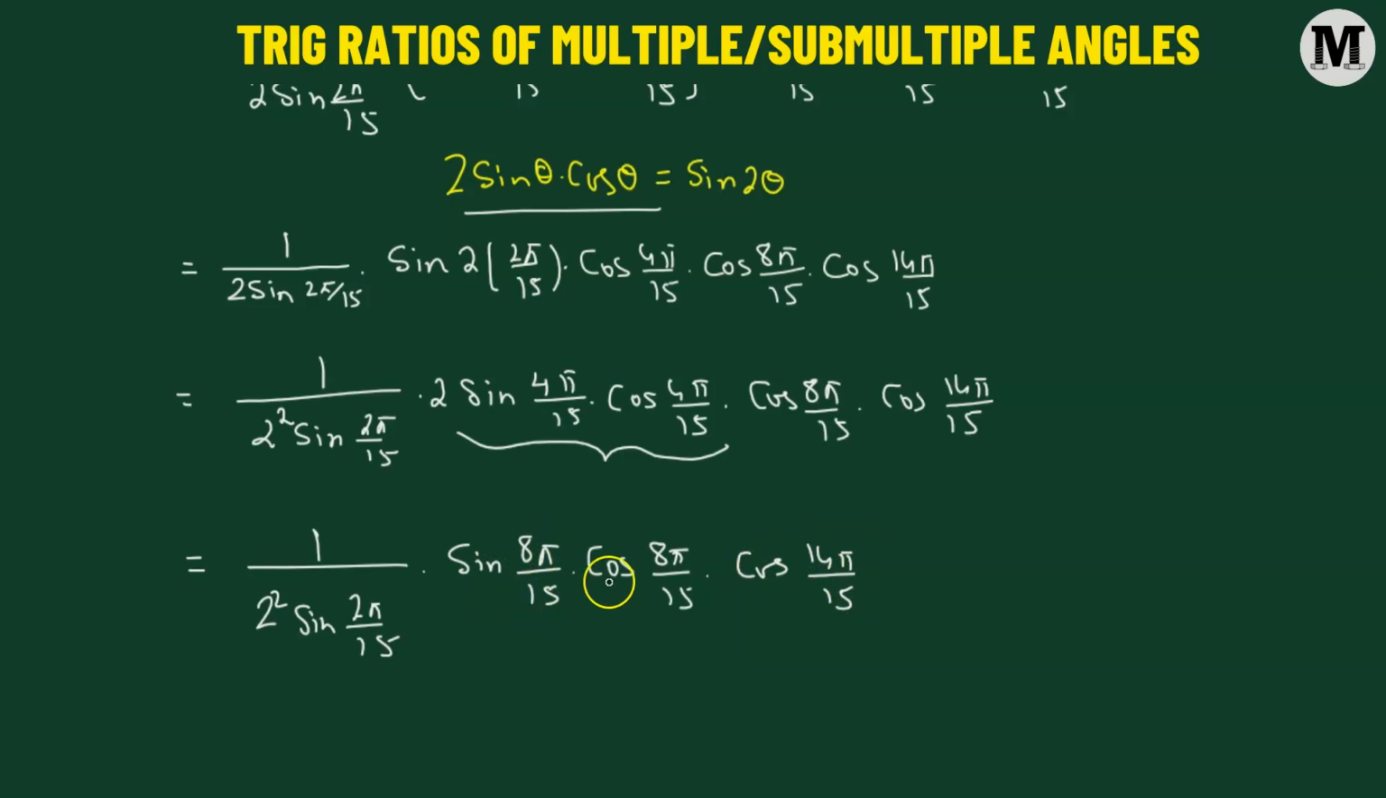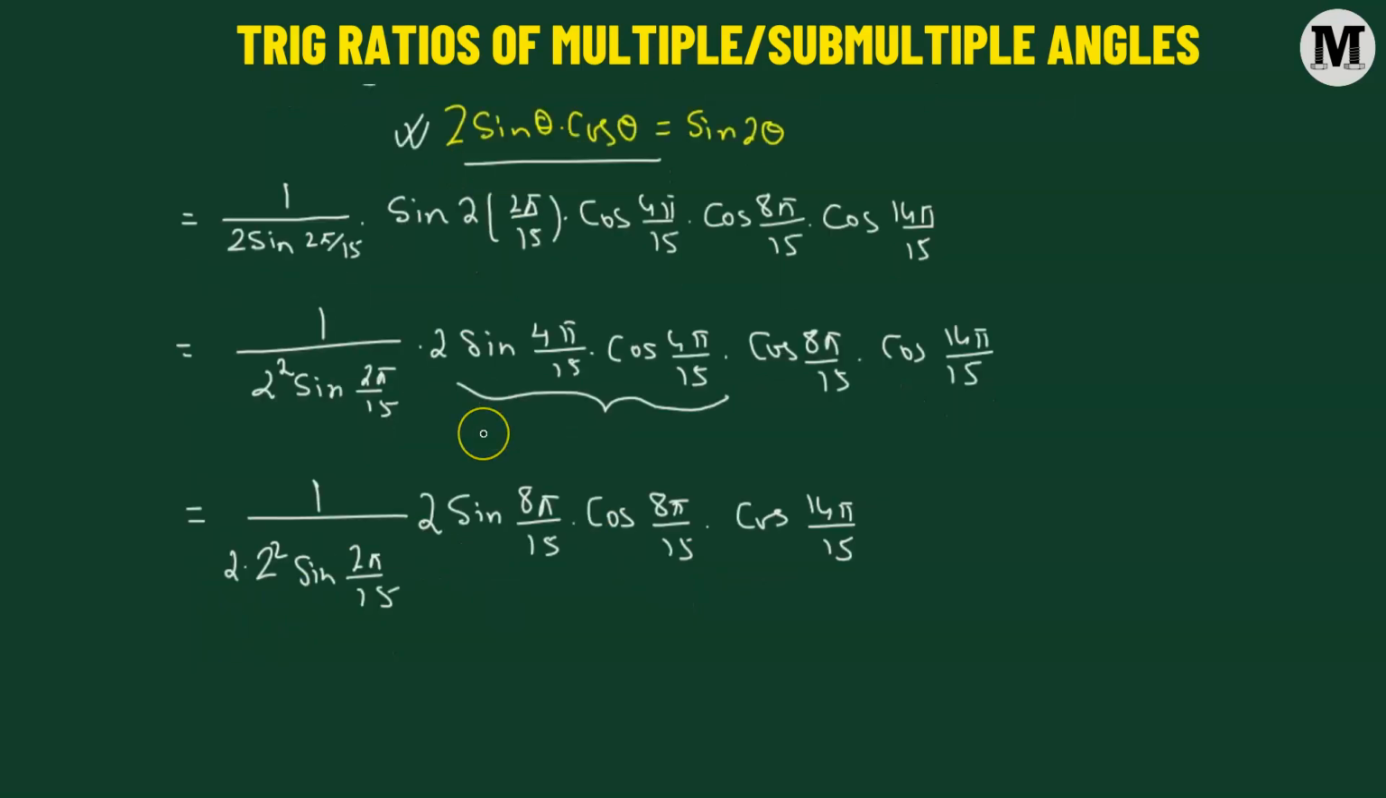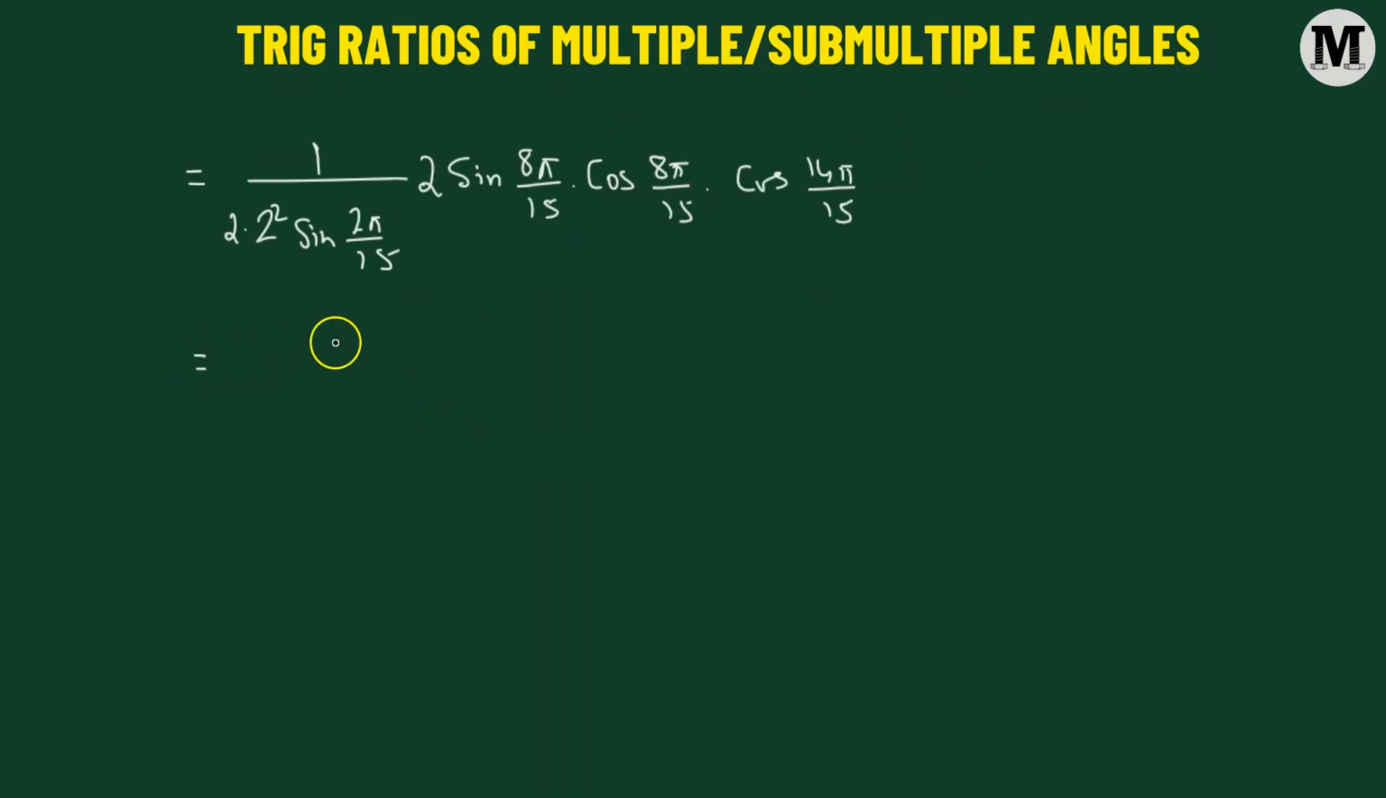Now sine 8 pi over 15 cosine 8 pi over 15 can be converted into this particular formula if we multiply 2 to it, and this is an extra 2 that we are multiplying, so we'll again divide by 2. Now we will get 1 over 2 times 2 squared, that will be 2 cubed, which is 8. We have 8 sine 2 pi over 15 multiplied to sine of 2 times 8 pi over 15, so that will give us 16 pi over 15, multiplied to cosine of 14 pi over 15.